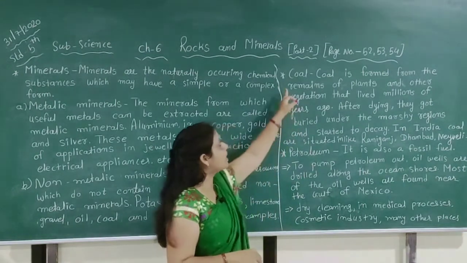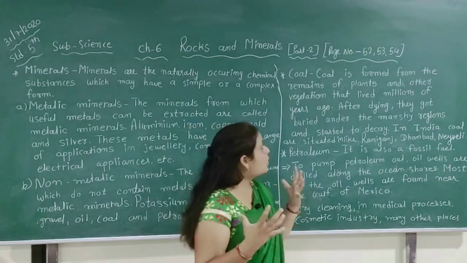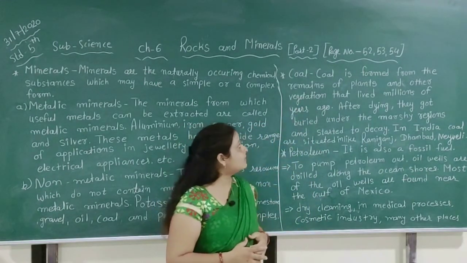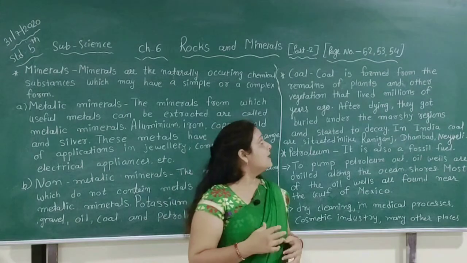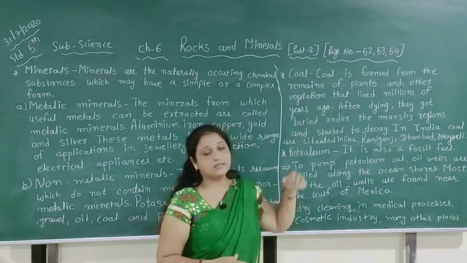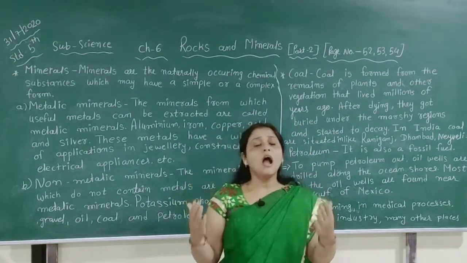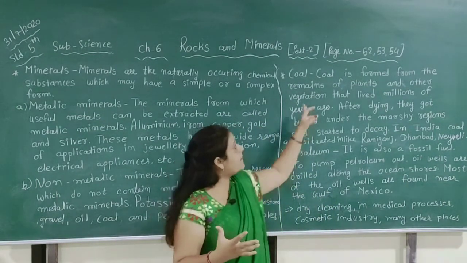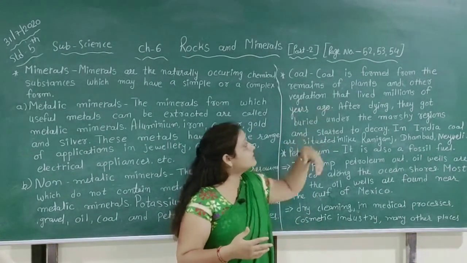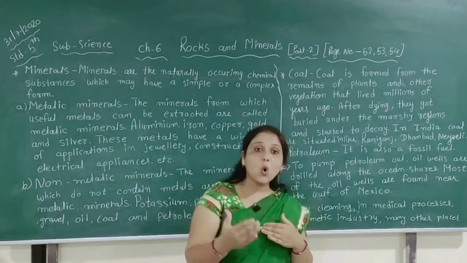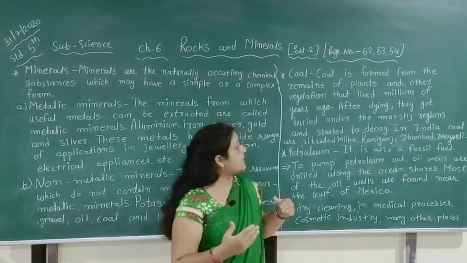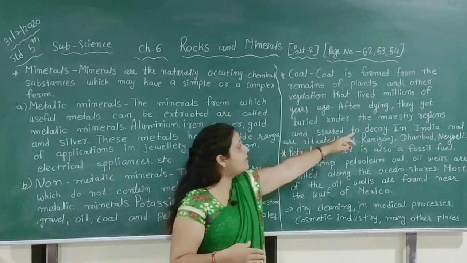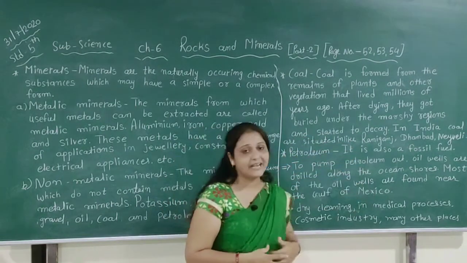So students, now about coal. What is coal? Coal is formed from the remains of plants and other vegetation that lived millions of years ago. That is how we get coal. After dying, they were buried under marshy regions and started to decay.